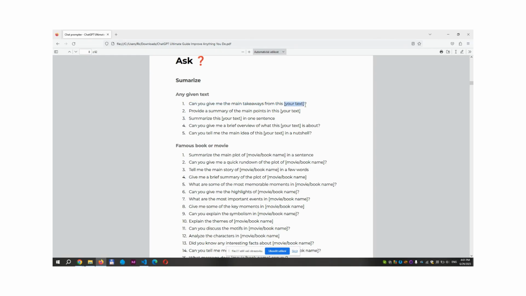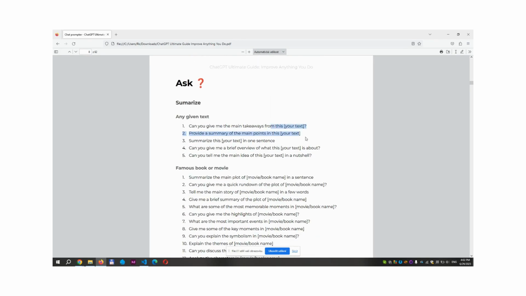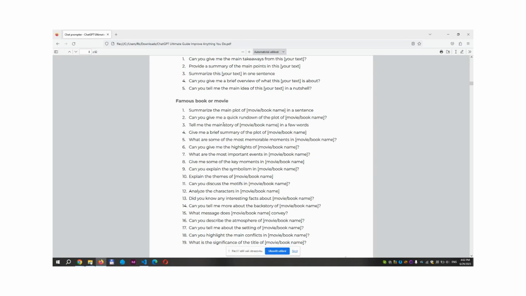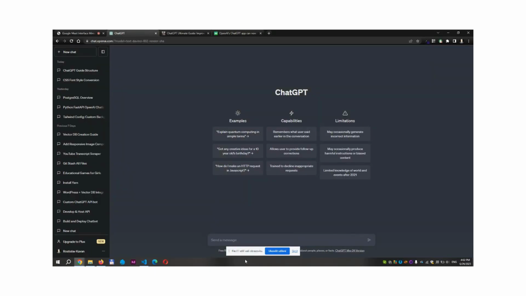then place the transcription of the meeting inside your text. Ask ChatGPT, and it will give you the main takeaways. So that's the idea. How it works, I'm pretty sure most of you will know, but let's have a look at it anyway.